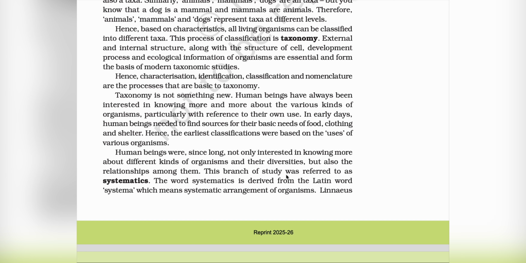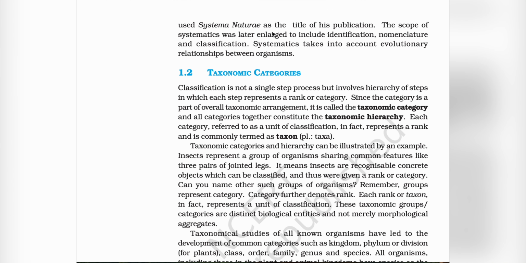This branch of study was referred to as systematics. The word systematics is derived from the Latin word systema, which means systematic arrangement of organisms. Linnaeus used Systema Naturae as the title of his publication. The scope of systematics was later enlarged to include identification, nomenclature and classification. Systematics takes into account evolutionary relationships between organisms.